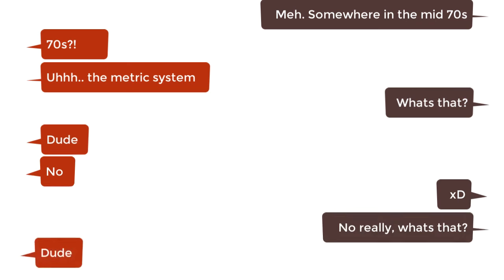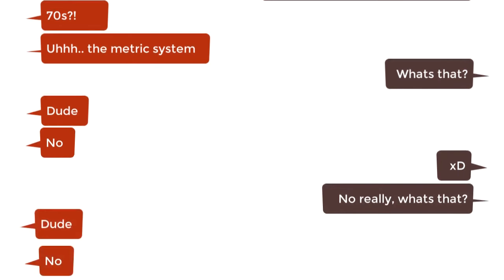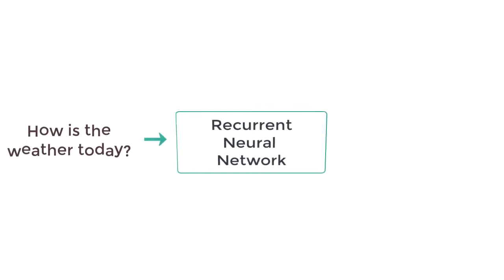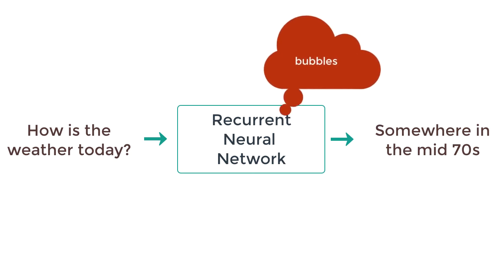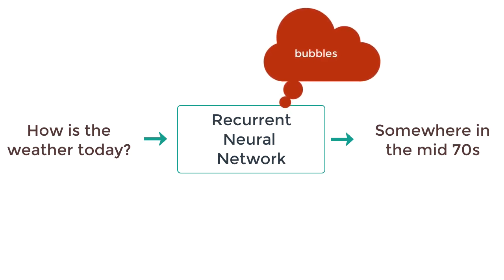Dude, no. We want to build a chatbot like this. We would typically model these problems using recurrent neural nets. Input a sentence, output another sentence. However, training this chatbot is tough. They need to go from knowing nothing to knowing how to converse.